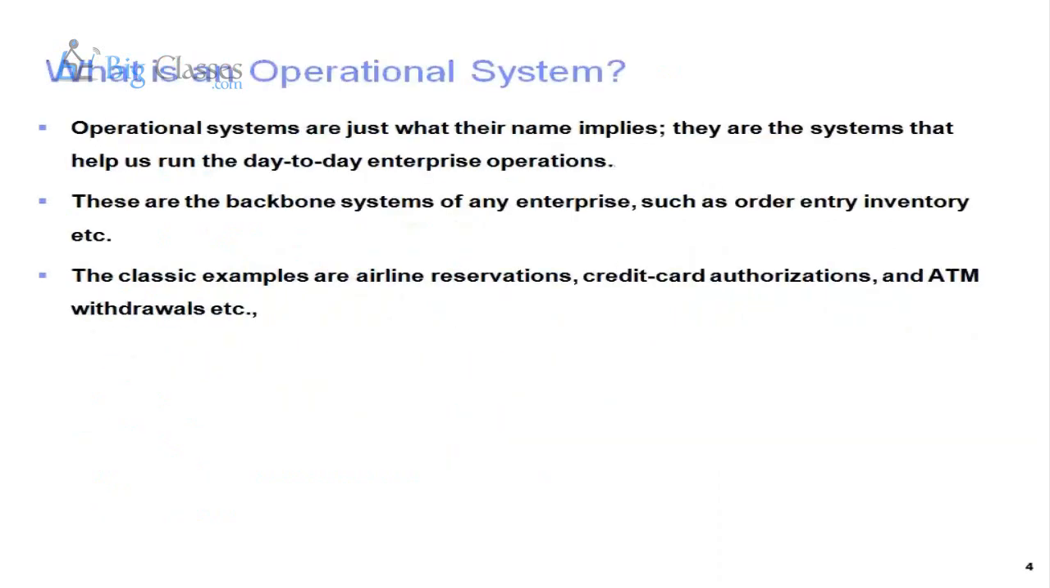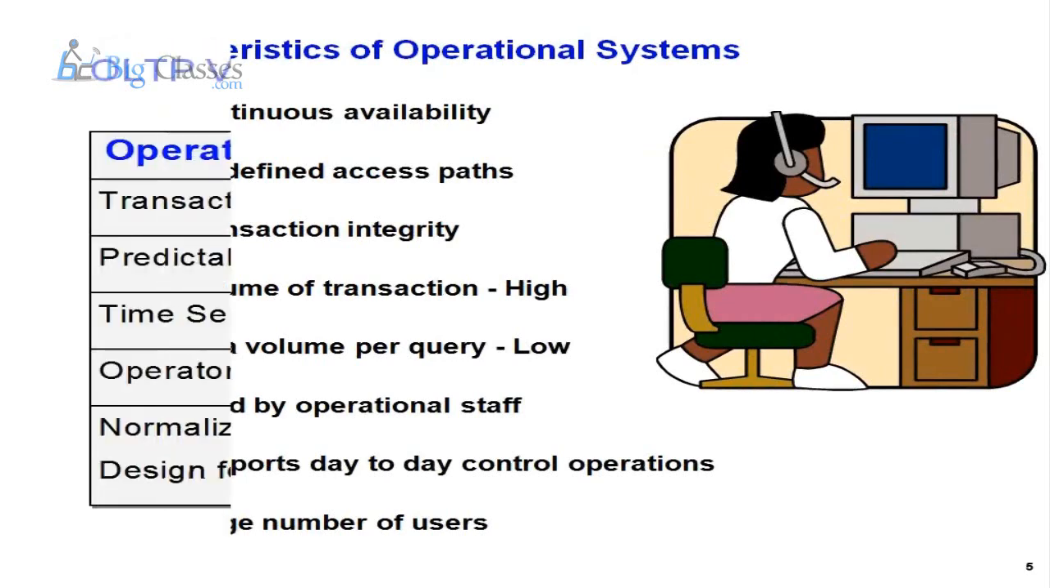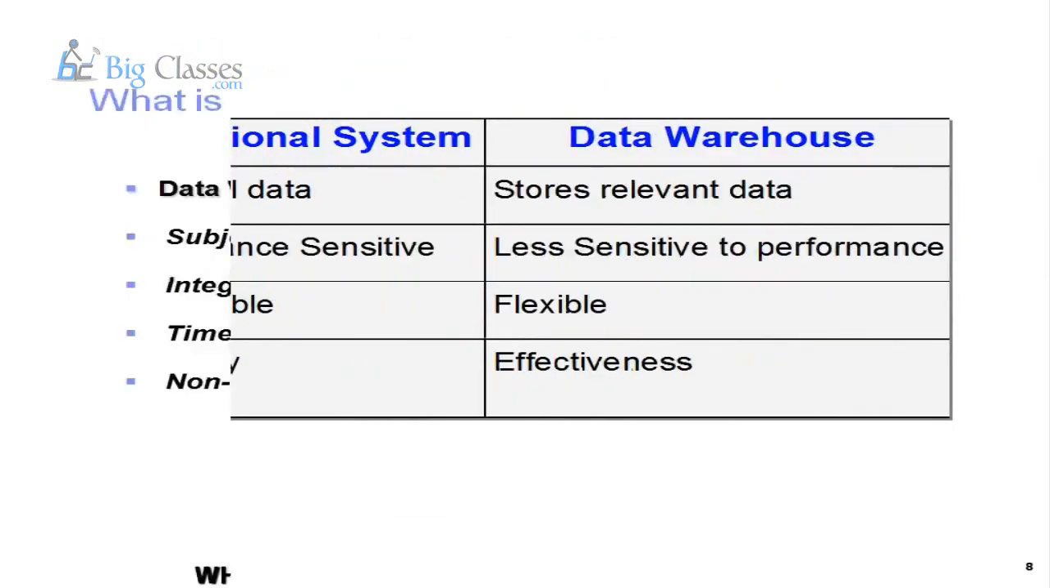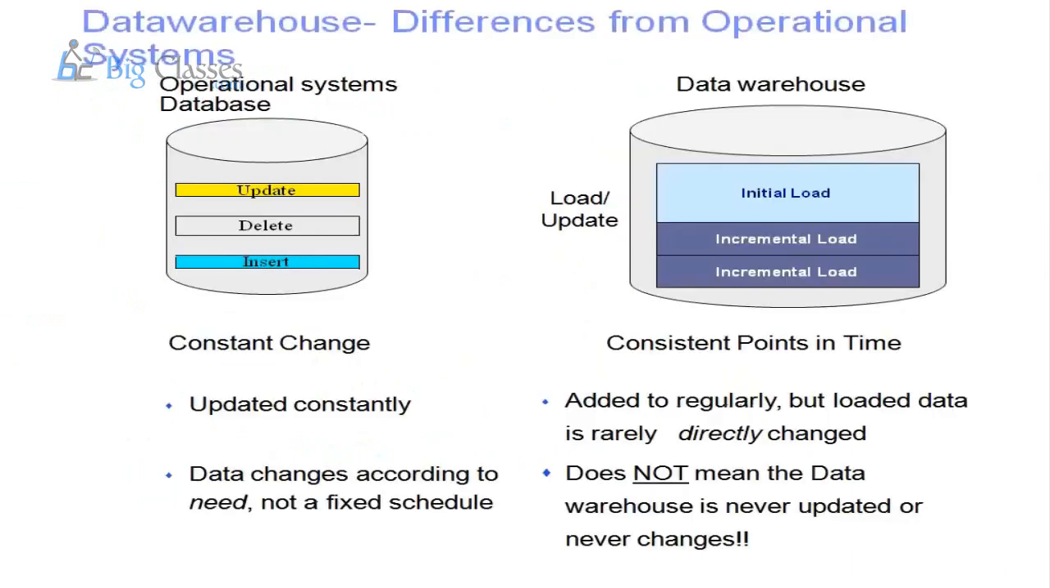Okay. First, we'll start with what an operational system is. What is the purpose of an operational system? What are the characteristics of an operational system? Why do we need an operational system? And what is the meaning of data warehouse? Right? Give a definition for data warehouse.